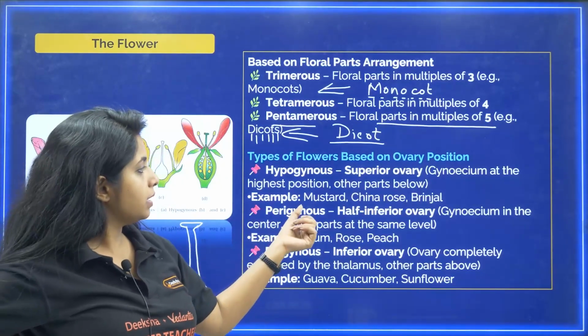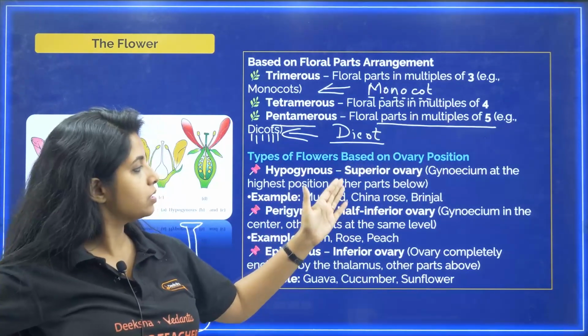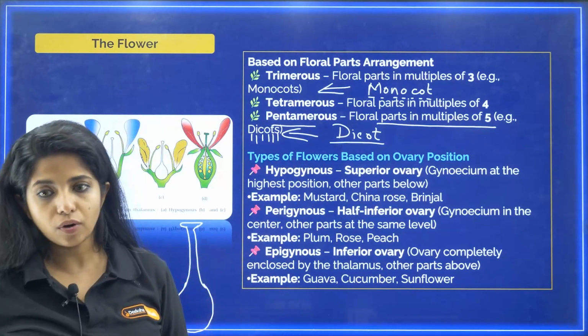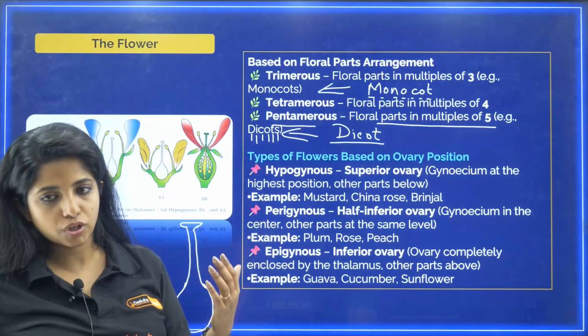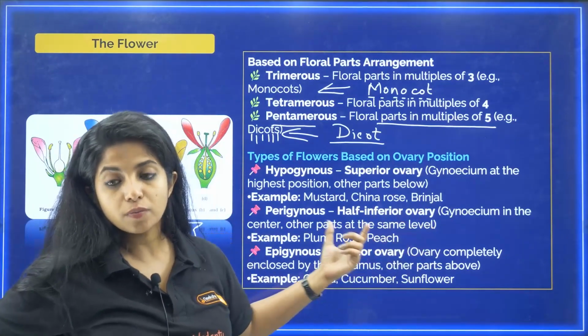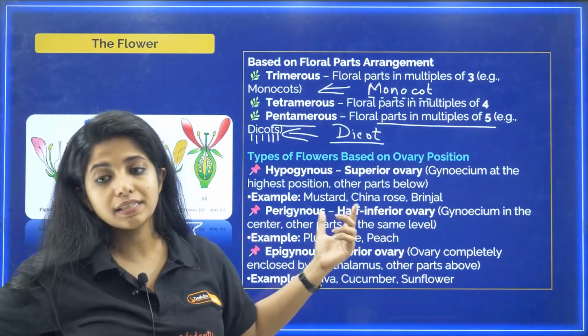Okay, so mustard, China rose and brinjal show hypogynous, that is superior. So they have a superior ovary, or the gynoecium is at the highest position. Now you have the perigynous condition, that is half inferior ovary. The gynoecium is in the center, other parts at the same level.